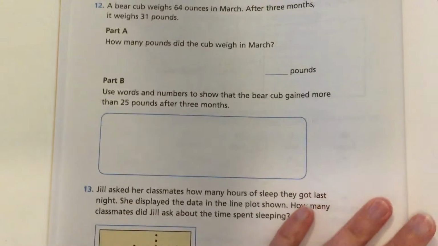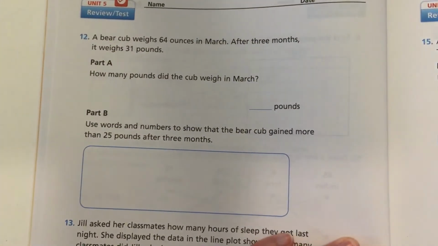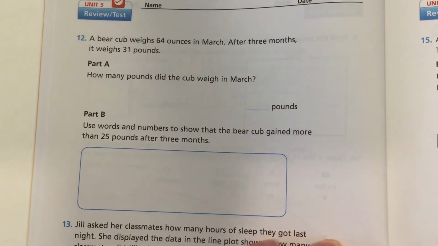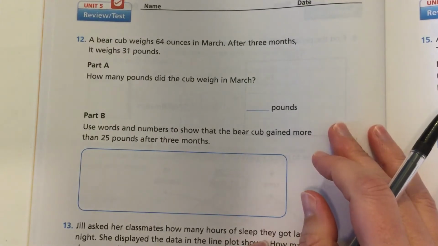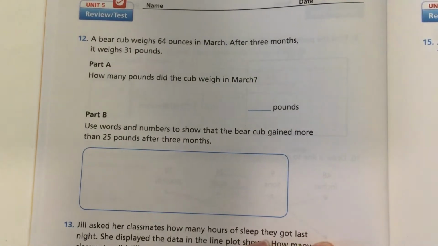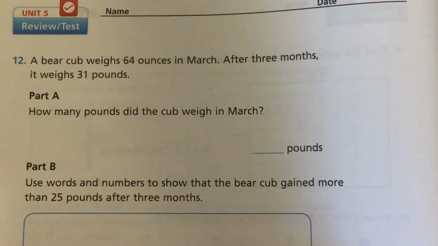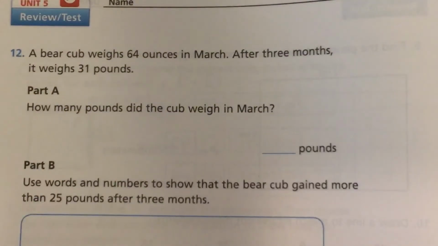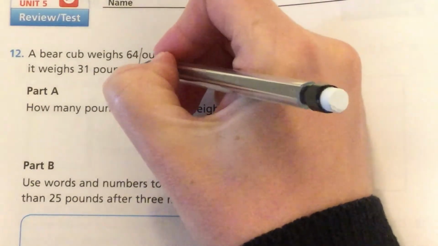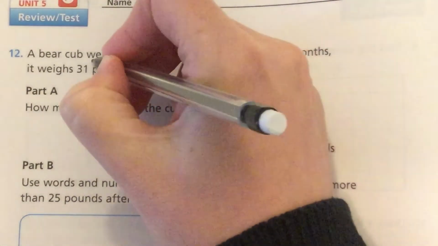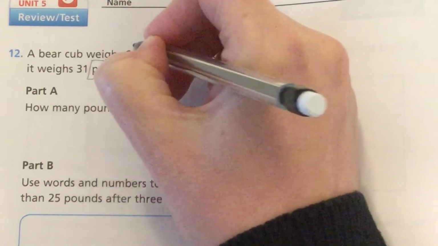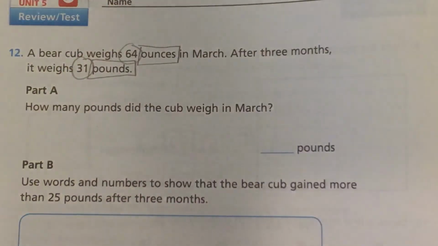Okay, number 12. A bear cub weighs 64 ounces in March. After 3 months, it weighs 31 pounds. So I'm going to make some rectangles here, fourth graders. What do you think I'm going to need to convert? Do you see some units here? I see ounces and I see pounds. Go ahead and circle my numbers.